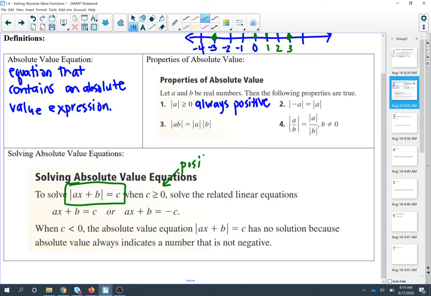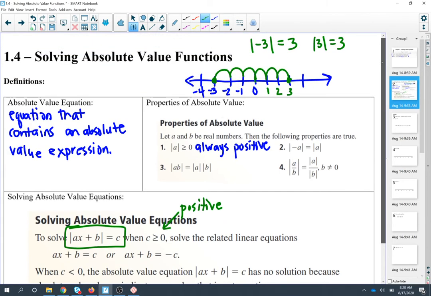And you better be writing this in your notes. Okay, when C is greater than or equal to 0, meaning it either has to be 0 or positive, you're just going to solve 2 separate equations. One of them, you're going to knock off the absolute value bars and solve the equation ax plus b equals c, or you're going to solve ax plus b equals negative c. And the reason we do both the positive and the negative is kind of this reason up here where we had this number line.